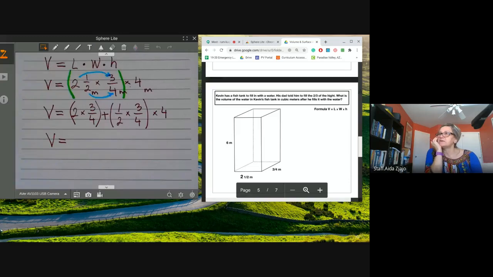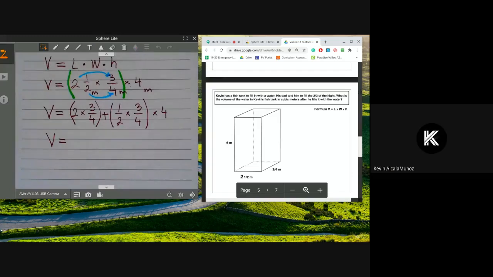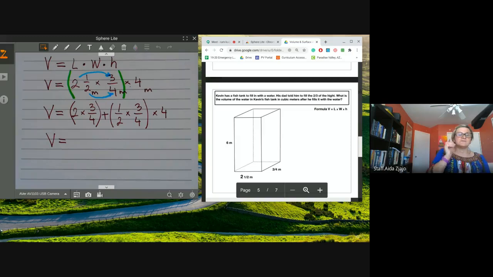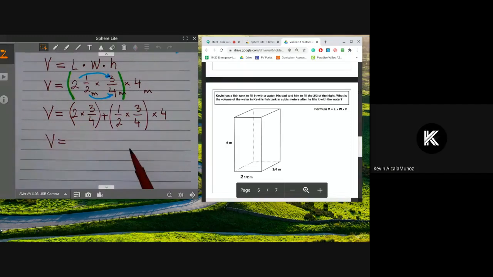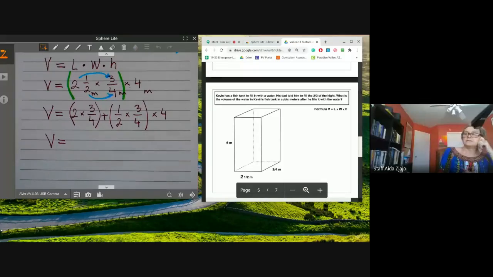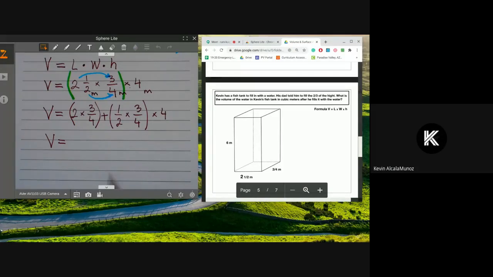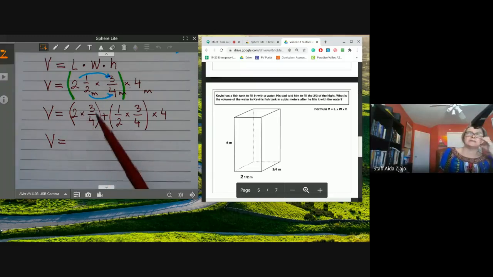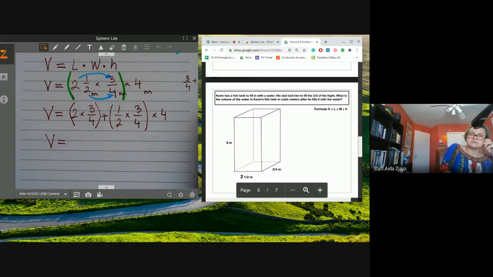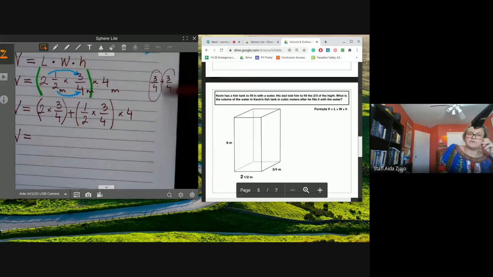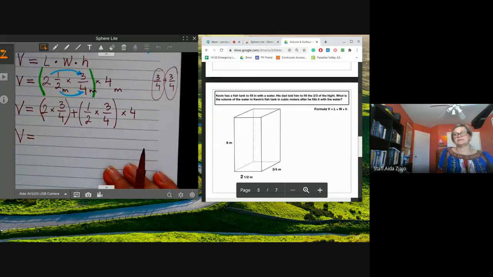Where is Kevin? Kevin, what is it? 2 groups of 3/4? Do I multiply? Yeah. Okay. Just think logically. 2 groups of 3/4. 2 groups of 3/4 is equal to what?